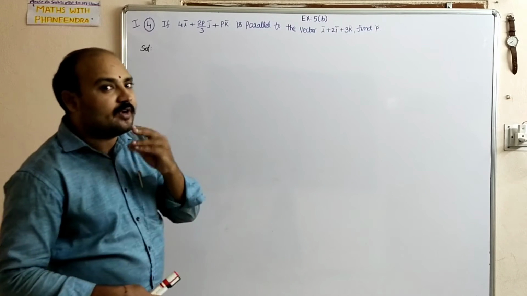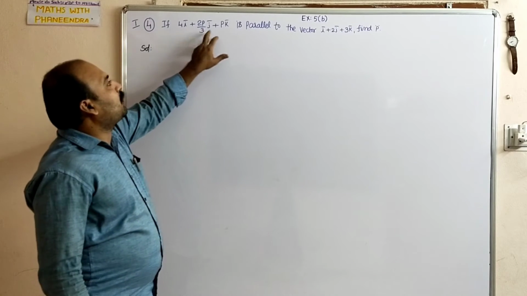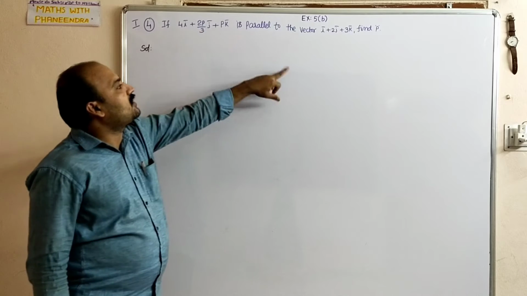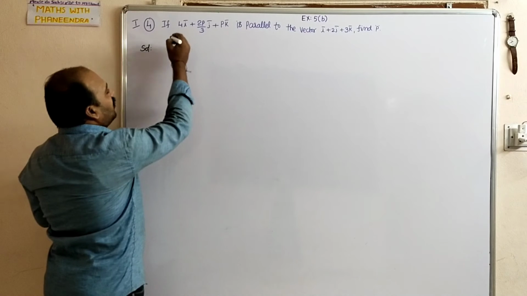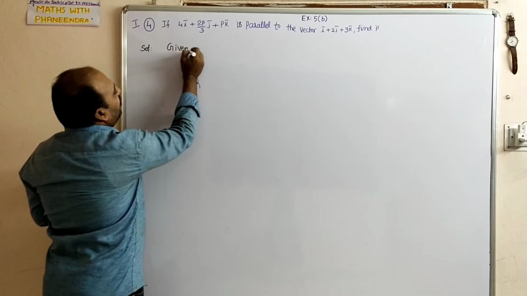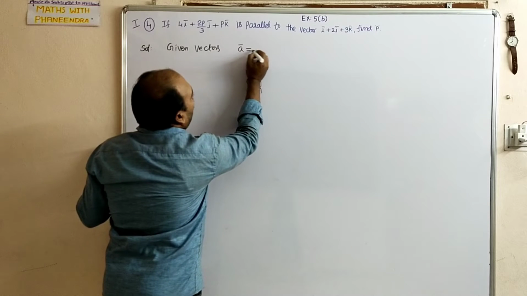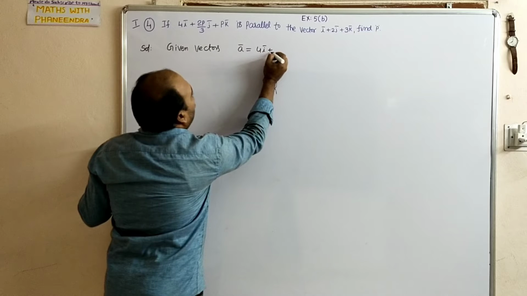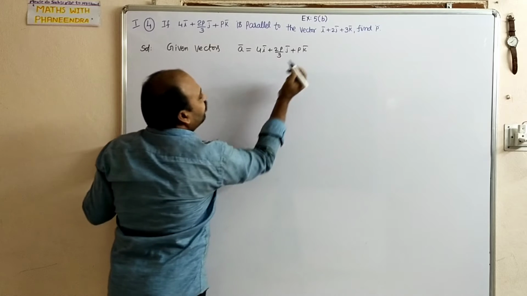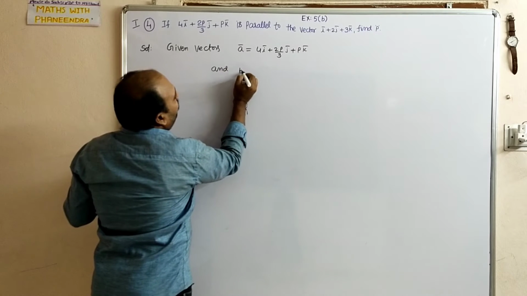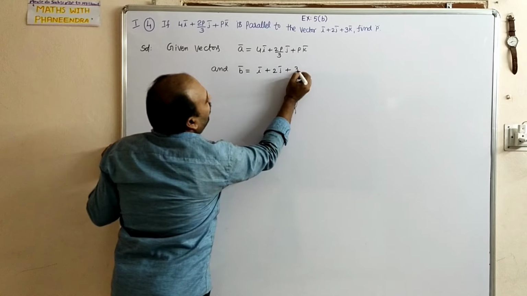In addition of vectors also we discussed two vectors are parallel. Their components are in proportional. I bar coefficients, j bar coefficients, k bar coefficients are in proportional. See here how the answer we are going to do that. Given vectors. One we can assume as a bar, another one is b bar. A bar equal to 4i plus 2p by 3 into j plus pk, and b bar equal to I plus 2j plus 3k.